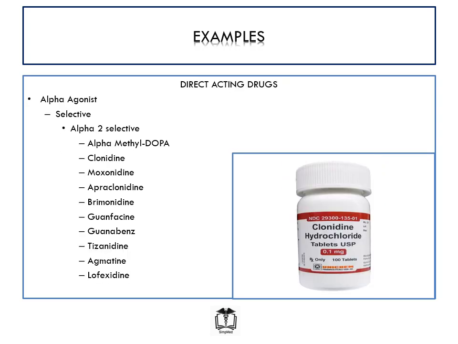The alpha 2 selective drugs include the drug alpha methyldopa, alongside other drugs that have very similar suffixes. So we have drugs like clonidine, moxonidine, apraclonidine, brimonidine, and if you notice, each of those drugs tend to have the suffix nidine ending them. So that's one way we can recognize some of the alpha 2 selective drugs. We have some other drugs that don't necessarily follow this particular format, like guanfacine or guanabenz, and then other examples like agmatine and lofexidine. So these are all drugs that will be acting on alpha 2 receptors. We'll talk about the mechanism of action of the alpha 2 receptors very soon.